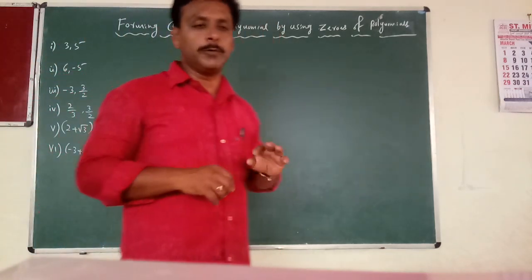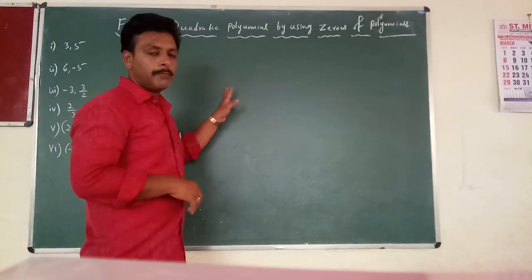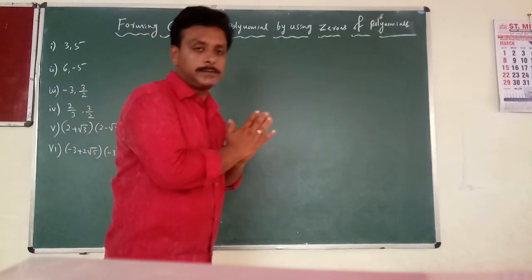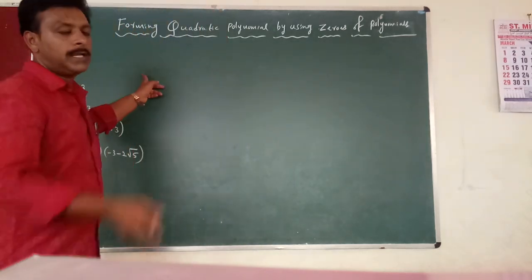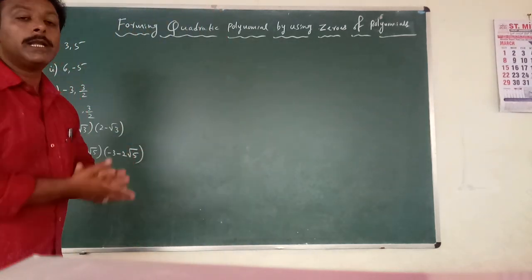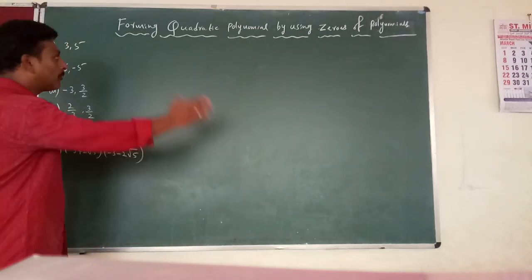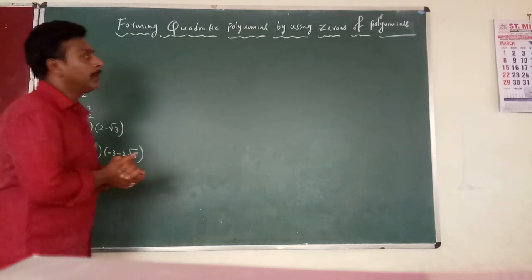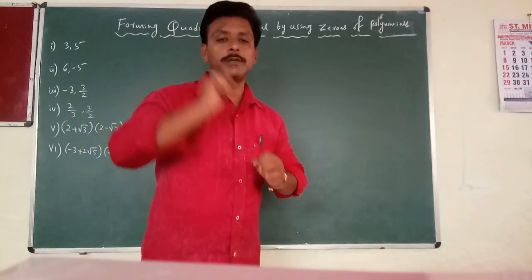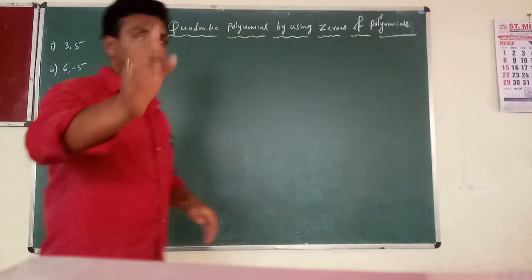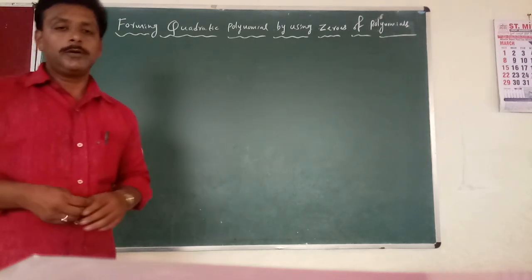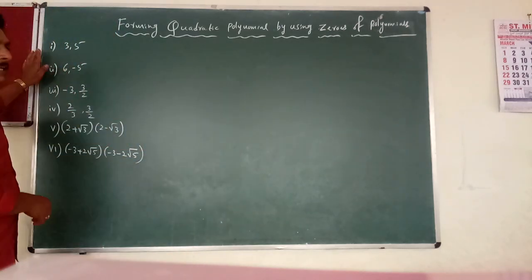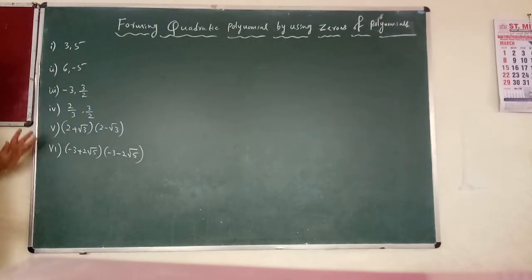Don't search in your textbook, this is not there in your textbook, but this kind of question may come in your final examination. That's why I am going to cover this. After that I will take you to the remaining part of our textbook. So I repeat, forming a quadratic polynomial by using zeros of the polynomial. For that I have taken 6 questions here. All of you observe, 6 questions: first, second, third, fourth, fifth, sixth.